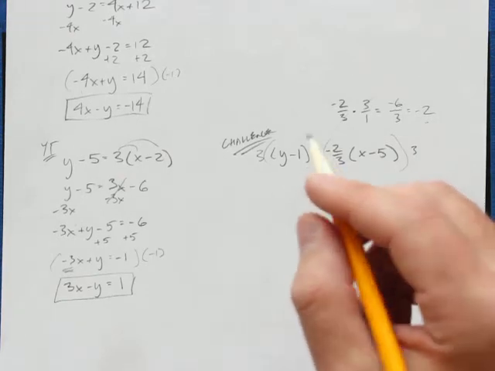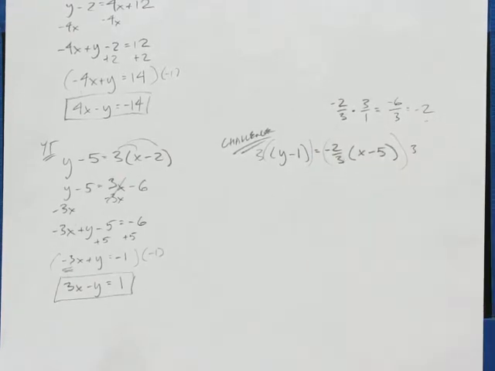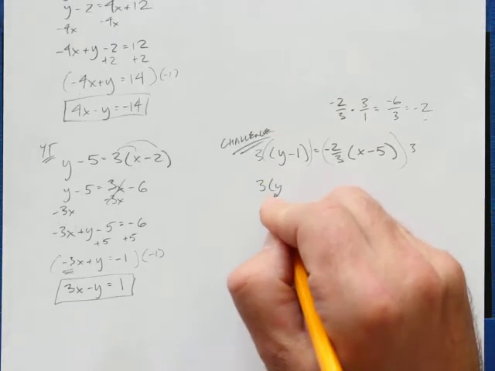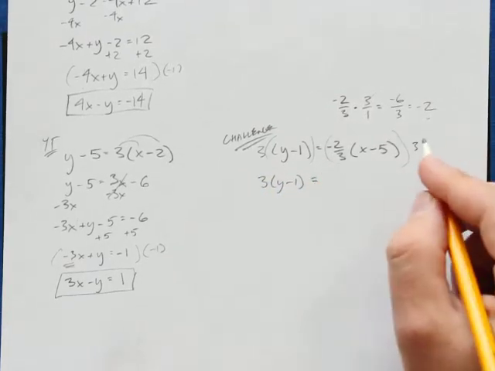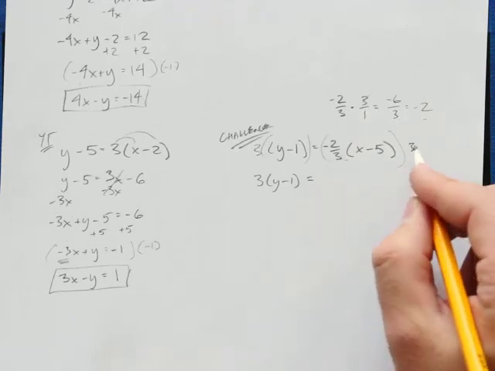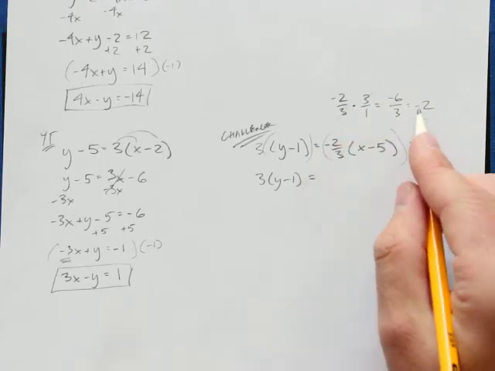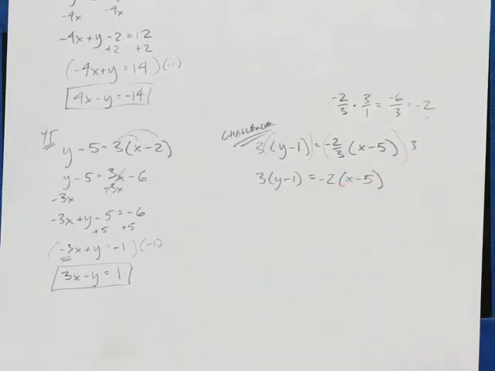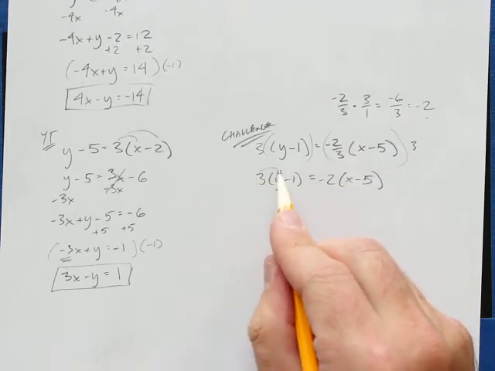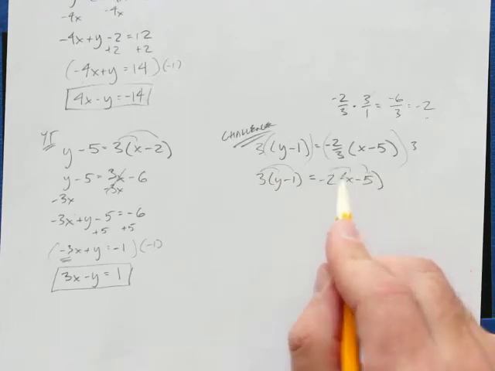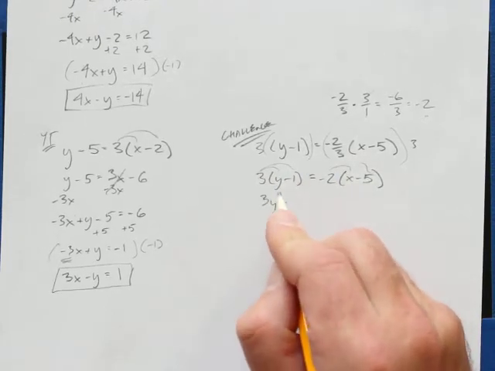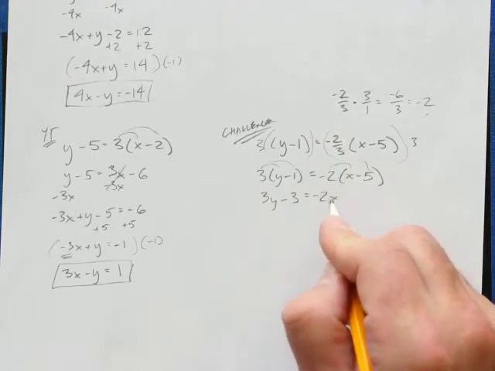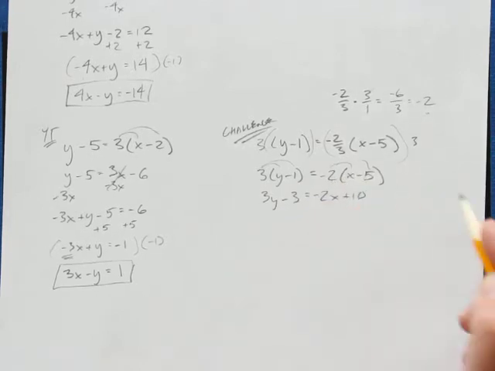Okay, so, and then we can get that 3 out of there. So when I multiply this by 3, I end up with 3 times y minus 1 equals, if I multiply this mess by 3, then I can do what I just did up here. I ended up with just negative 2 times x minus 5. So now I'm going to distribute these guys. 3 times y is 3y minus 3 times 1, which is 1. Negative 2 times x is negative 2x. Negative 2 times 5 is positive 10.